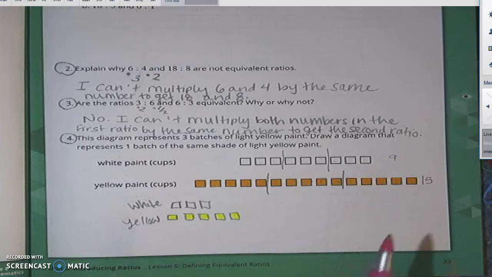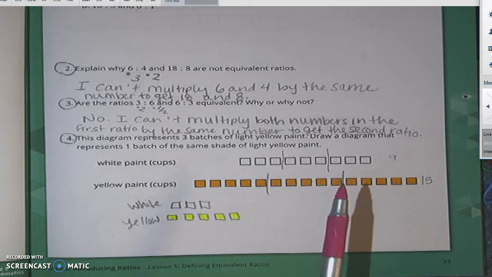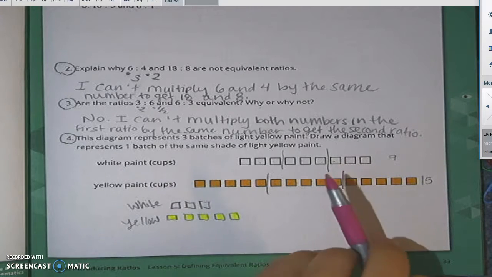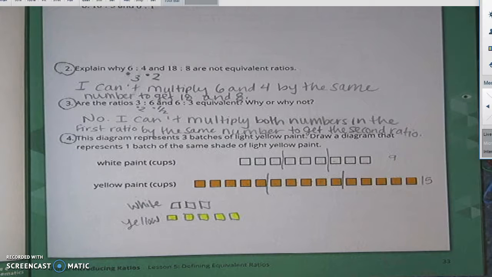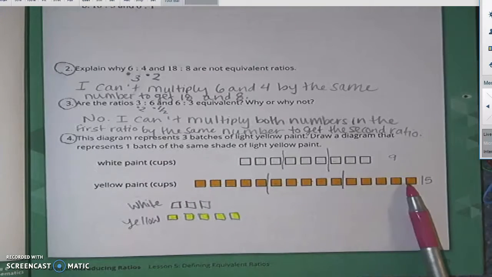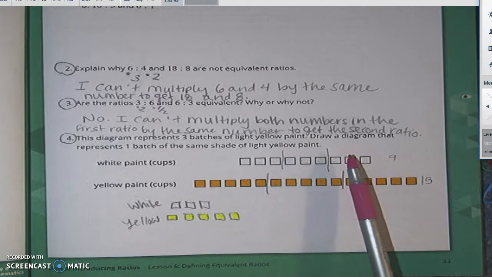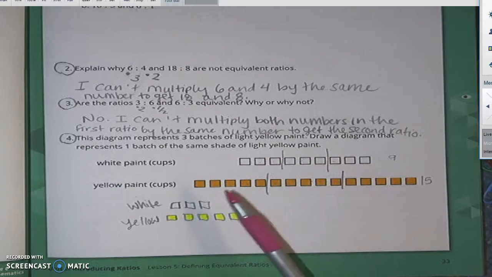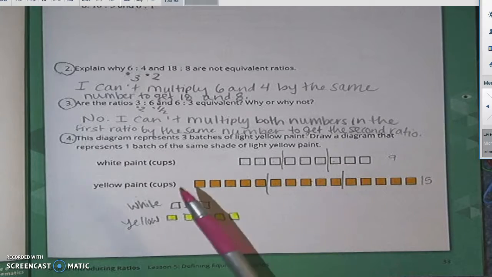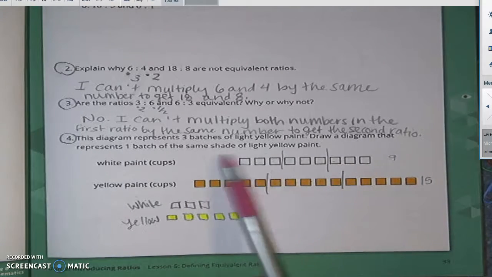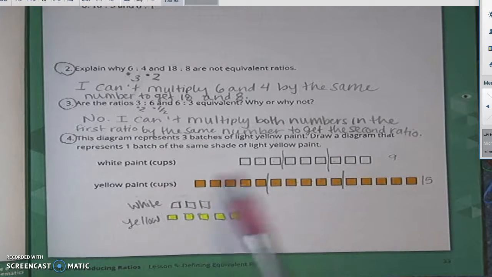And then this diagram represents 3 batches of light yellow paint. Draw a diagram that represents 1 batch of the same shade of yellow paint. So what I did was I counted. I had 9 boxes up here and 15 down here, and that's showing me 3 batches. So I split my 9 into 3 equal groups and split my 15 into 3 equal groups. So that was 3 cups of white and 5 cups of yellow.